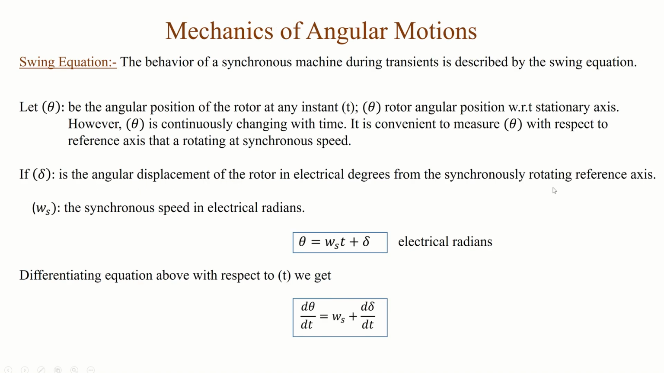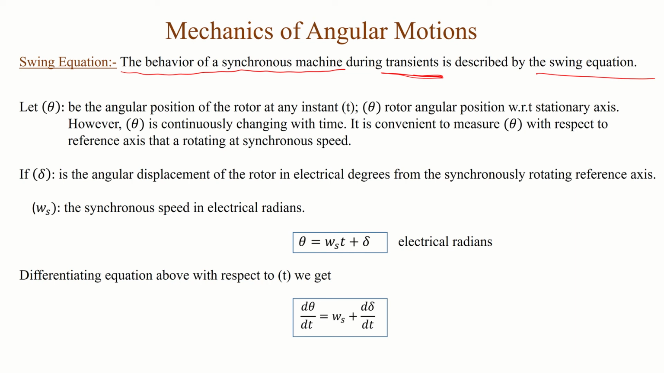Okay, so mechanics of angle motions. So let's see the swing equation. We're going to define the swing equation and we're going to see how to get the equation in math. Okay, so we're going to derive this equation. So the swing equation, which is the behavior of a synchronous machine during the transient state, is described by the swing equation.